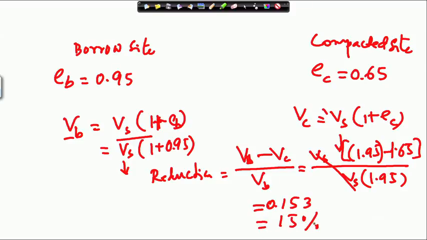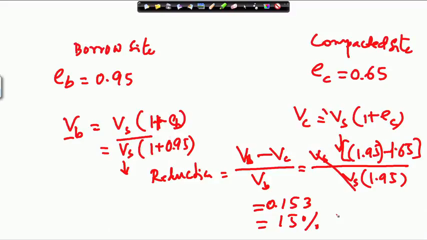That means from a site where void ratio is 0.95, if you take a borrow material and compact it at a site with void ratio equal to 0.65, then how much will the volume reduce? It will be reduced by 15%, 15.3% in fact. Okay. So, this is our second application.